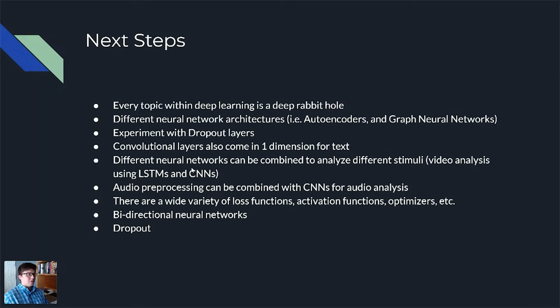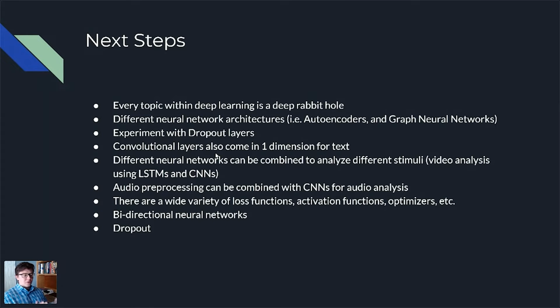Stuff like autoencoders and graphical neural networks are very good for recommendation systems. I recommend looking into that. Experiment with dropout layers, excellent for preventing overfitting. Convolutional layers with one dimension. We only went over 2 dimensions. You can easily use convolutional neural networks for text.